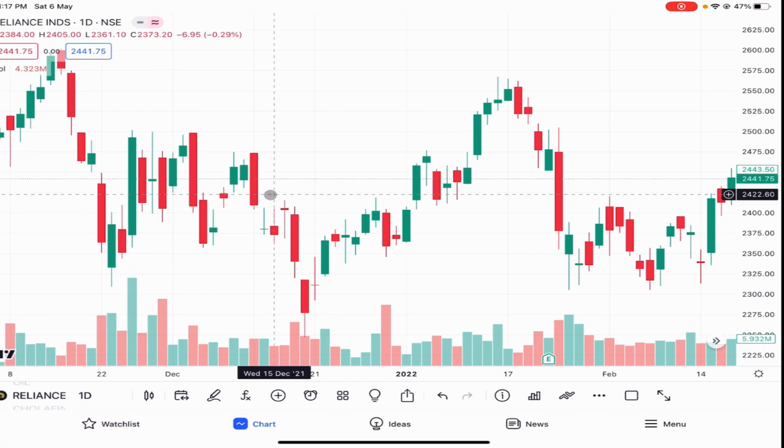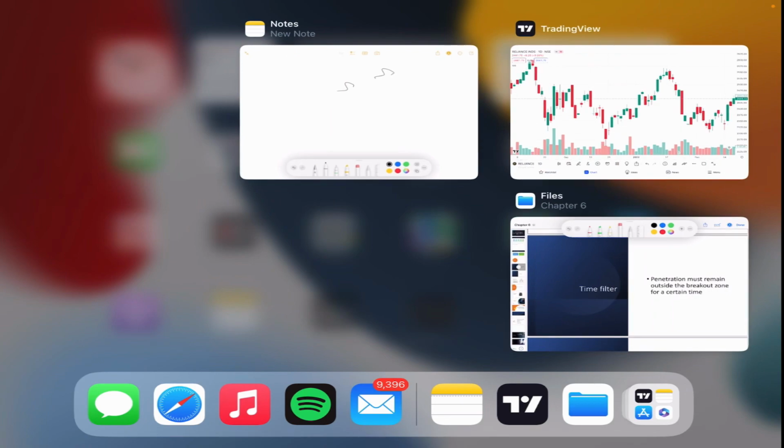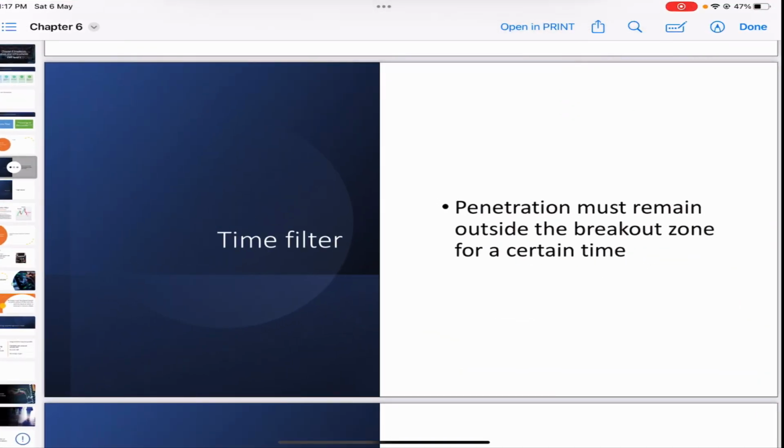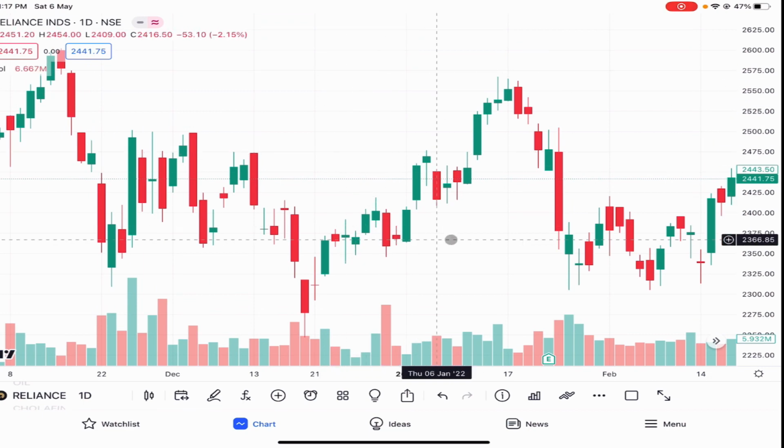So that is my time filter, waiting for at least 2 candles to close outside of the breakout. That is something we need to keep in mind. So that's my time filter. And if we go back to our example, our case study, which was my Reliance.